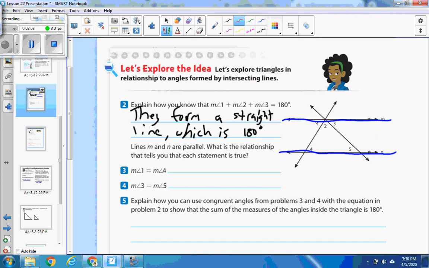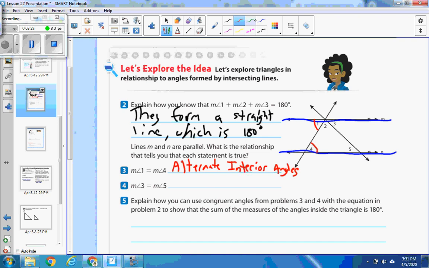So how do we know that angle 1 and angle 4 are congruent? Well, let's look at what type of angles those are. Those are on the interior of the parallel sides, and they're on alternate sides of the transversal. So those are alternate interior angles.